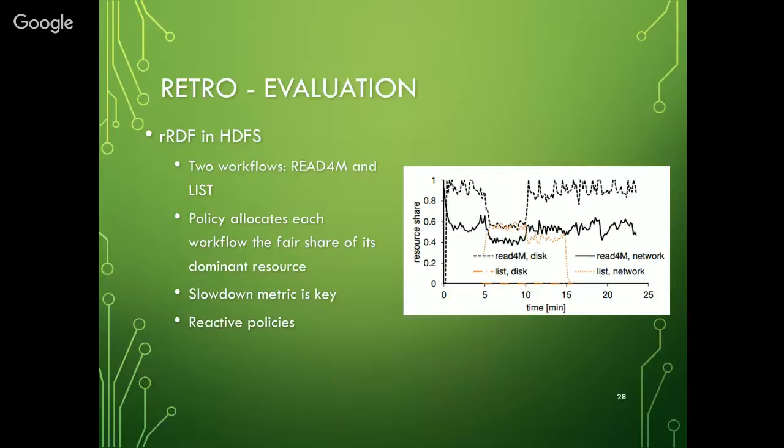Ultimately, we can say that we wouldn't need to know the demands of these workflows, nor the capacity of each resource, in order for our RDF to successfully allocate each workflow a fair share of its dominant resource, which is the network in this case, right? So what does this experiment show? This experiment shows that slowdown is viable as a proxy for resource capacity. So the slowdown metric is key here, and the reactive policies in this context work really well with the slowdown metric.